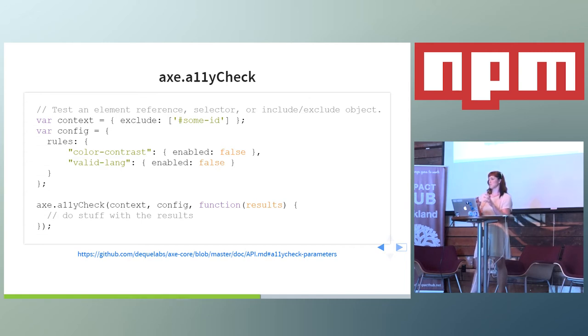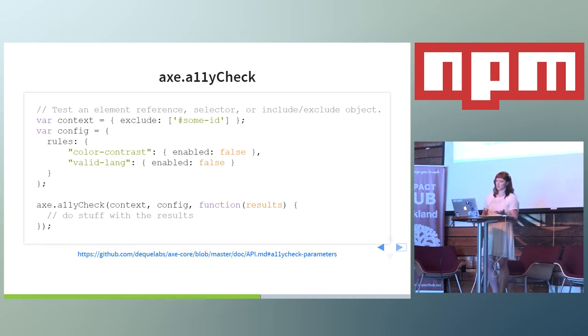So maybe you want to scope your unit tests to be a true unit test and be a smaller part of your application. You can set up this context to either take an element reference that you've already queried in the DOM. You could pass it an element selector. Or you can set up what we call an include-exclude object, where you pass in an array of things you want to exclude and or things you want to include. These parameters are listed in our API docs on GitHub, so you can read about all the options. There's also a config that you can pass in as the second parameter where you can turn rules on and off, or you can change how they work completely. And you can actually configure it with your own rules using the axe.configure method.